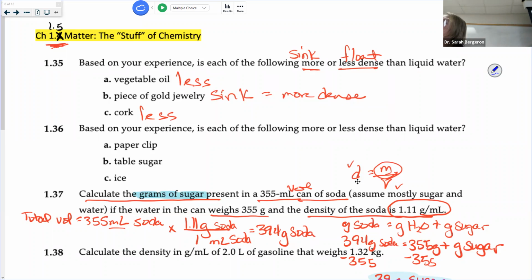So if the paper clip sinks, what does that tell me about the density of that paper clip? It's more than liquid water. Okay. How about table sugar?